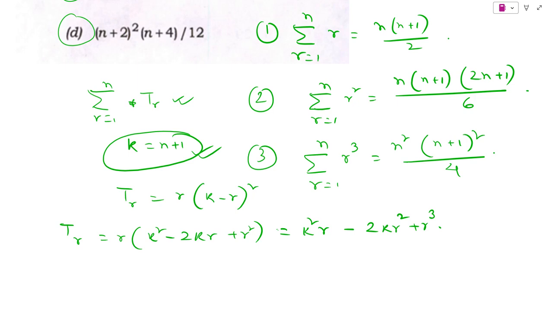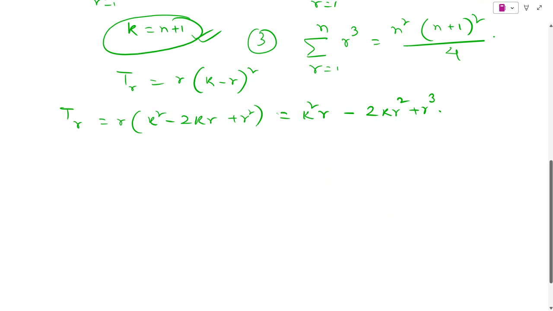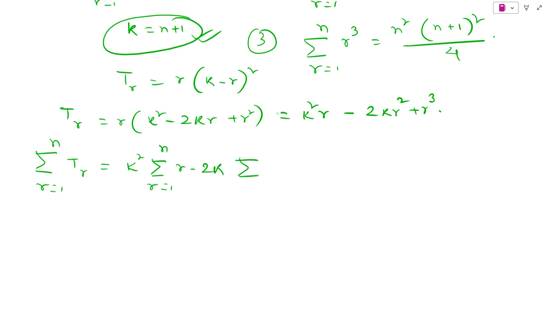Now we apply the summation operator across all the terms from r equal to 1 to n. All right. So here summation of r equal to 1 to n TR is k square into summation of r equal to 1 to n r, minus 2k summation of r equal to 1 to n r square, plus summation of r equal to 1 to n r cube. So let's plug in our formulas.